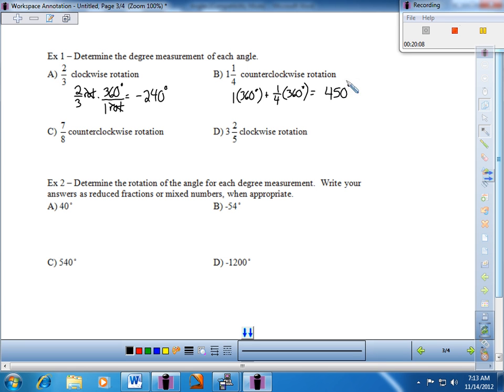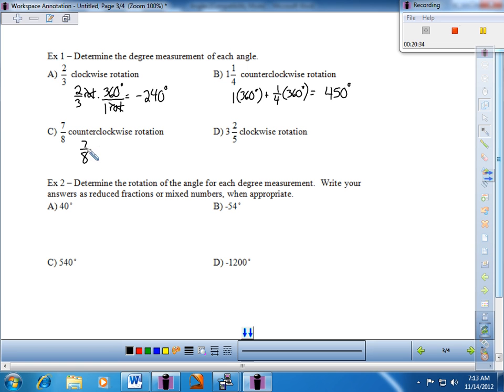And the question, of course, is it positive? Is it negative? And it definitely does matter. It looks to be positive, so that would be our answer. 450 degrees would be 1 1/4 counterclockwise rotation. So can you visualize that, going around and then another quarter of the way and then putting your terminal side? Okay, good. Let's see, 7/8 of a counterclockwise rotation.